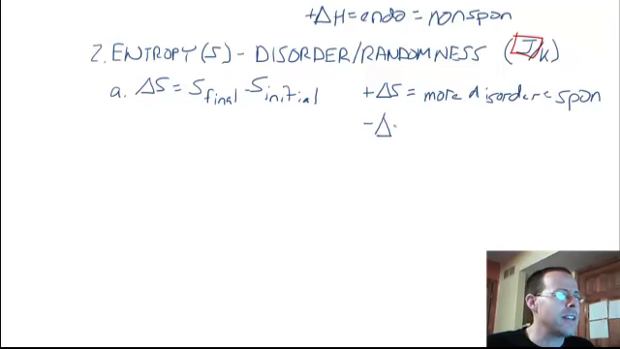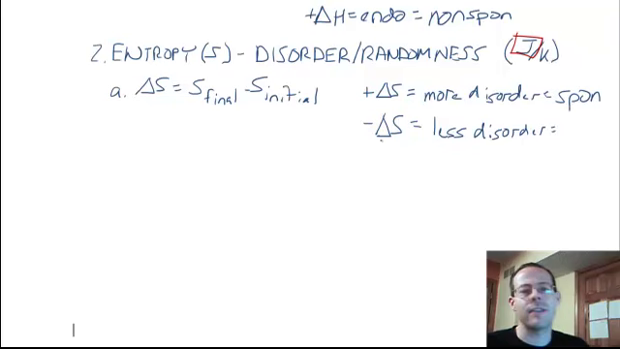If delta S is negative, that means that less disorder is occurring. So S is disorder, and if it's a negative sign, there's less disorder. And less disorder is always non-spontaneous. In order to clean your room, in order to make it less disorderly, you have to put energy into that room in order to make it less disordered.